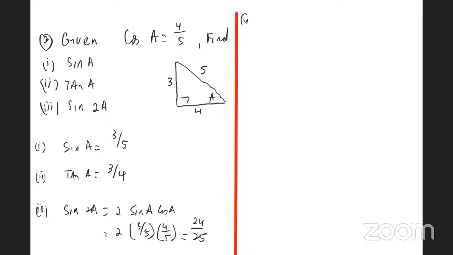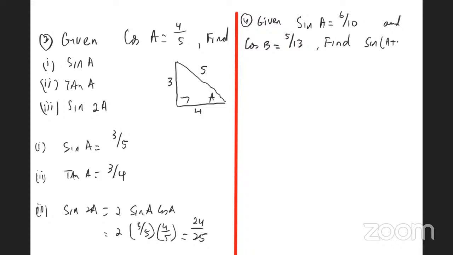Right, last one. This one's a past paper. This time I'm giving you 2 sets. I'm giving you sine A. Let's say sine A is equal to 6 over 10. And I'm giving you cos B. Cos B is equal to, let's use something nice, 5 over 13. I would like you to find sine of A plus B. Find that quick. That's the last one we're doing.